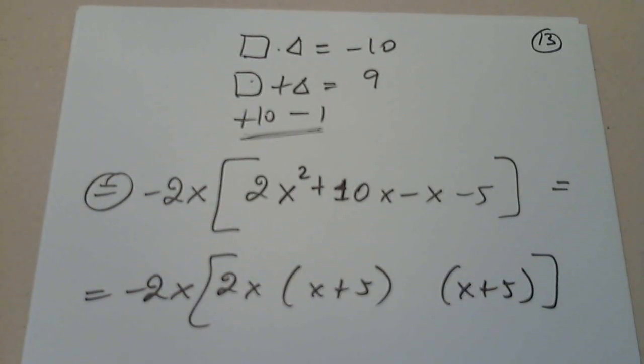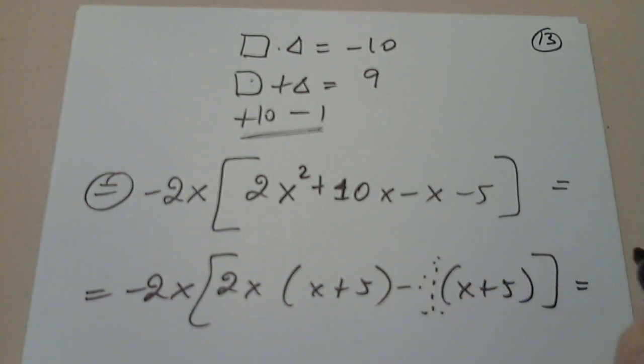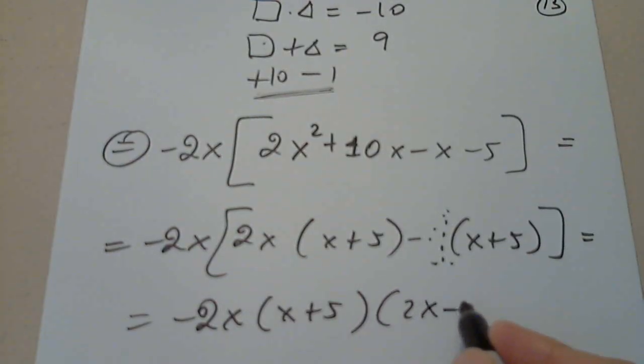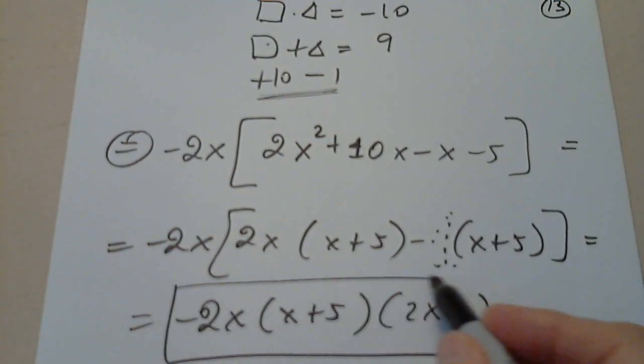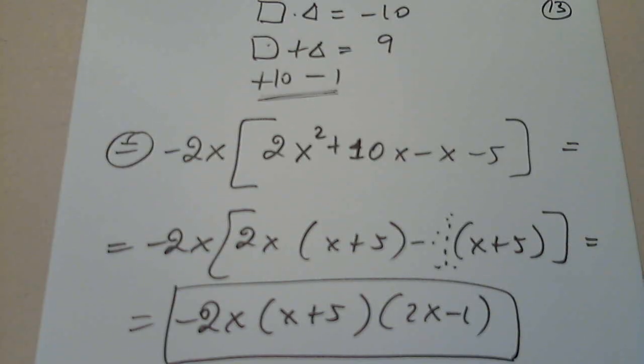I need a factor and a sign. Mandatory sign and factor, or factor and sign. Mandatory, both. So it's -1. So then we have negative 2x, and we have x plus 5, and we have 2x minus 1. And this is the complete factorization of the given polynomial. A lot of work in this problem. I agree.